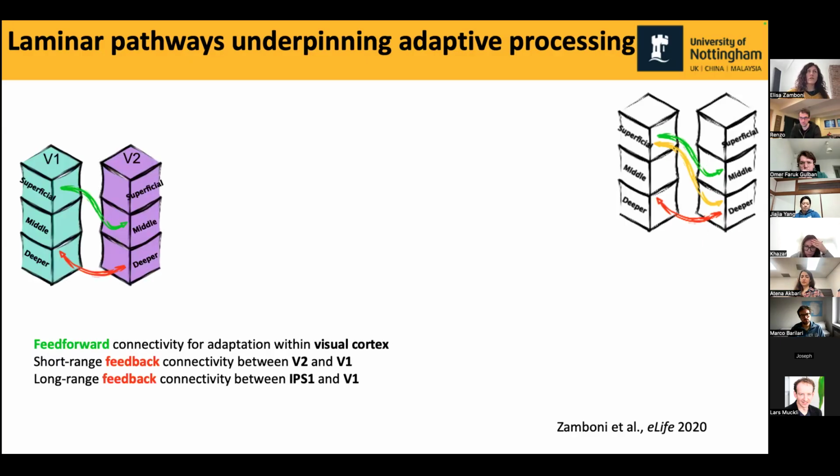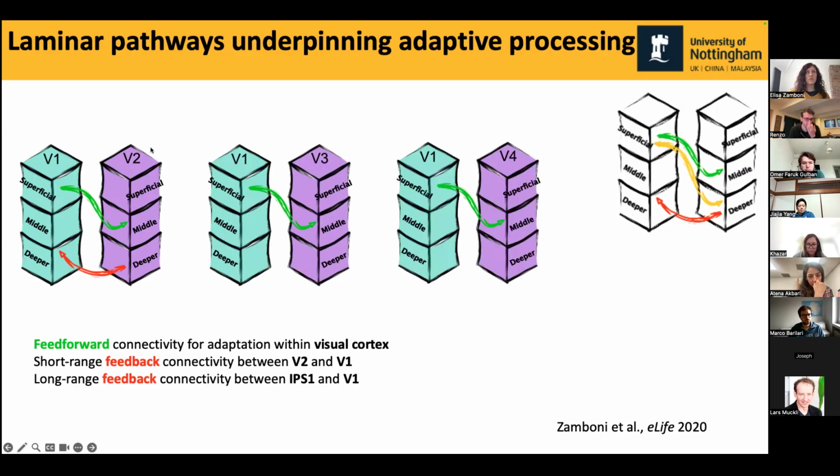pathways involved in visual processing, here we can see that what we observed was enhanced feed-forward connectivity between superficial layers of V1 and middle layers of V2 during the adaptation condition. The result of the connectivity is always an enhanced connectivity for the adaptation condition compared to the non-adaptation one. We observed these enhanced feed-forward connections between V1 and V2, and this was also repeated across the visual cortex, between V1 and V3 and V1 and V4, which suggests that there is incoming sensory input that is fed forward in a cascade throughout the visual network, plus some short-range feedback connectivity between V1 and V2.